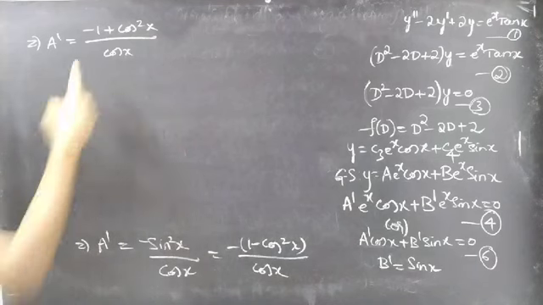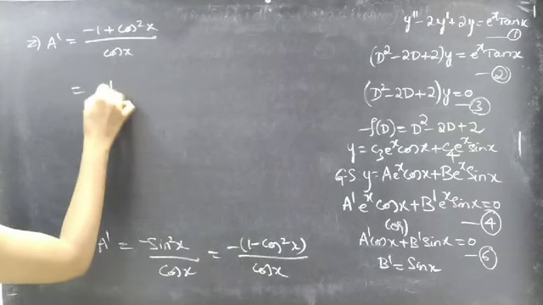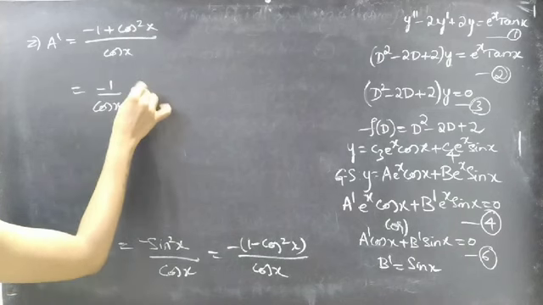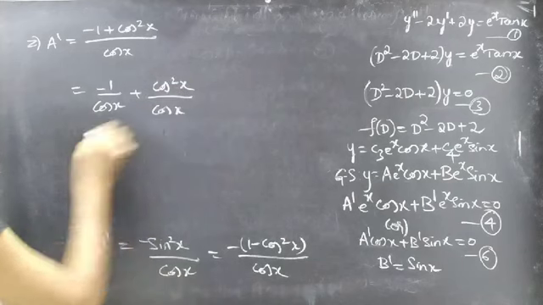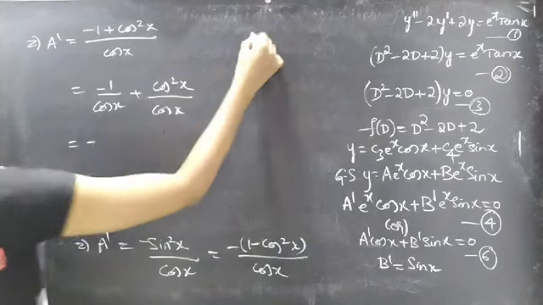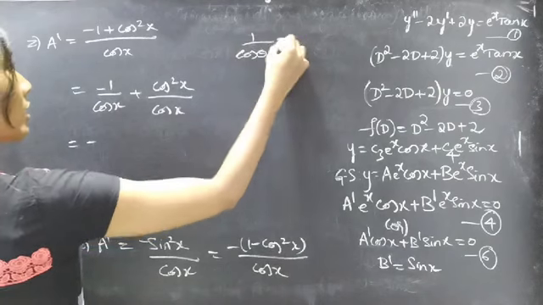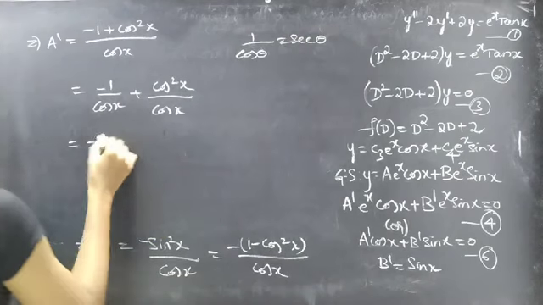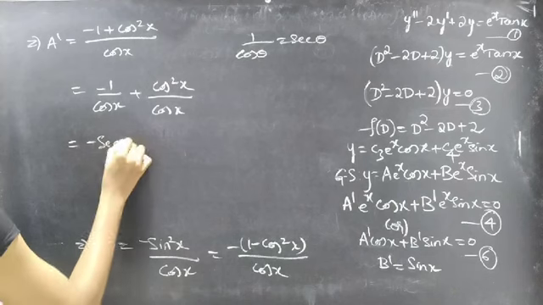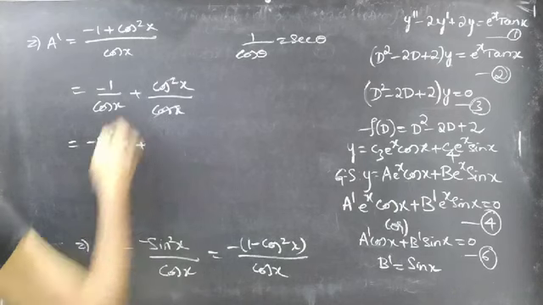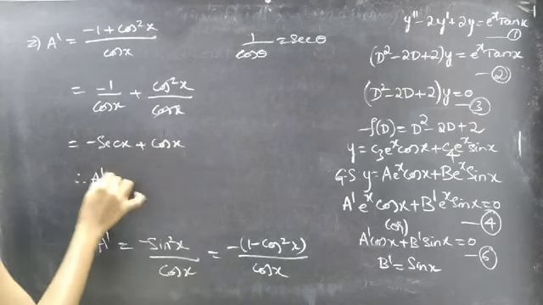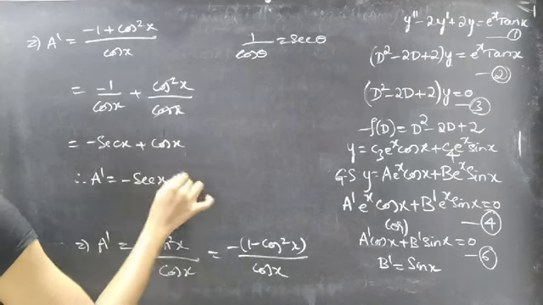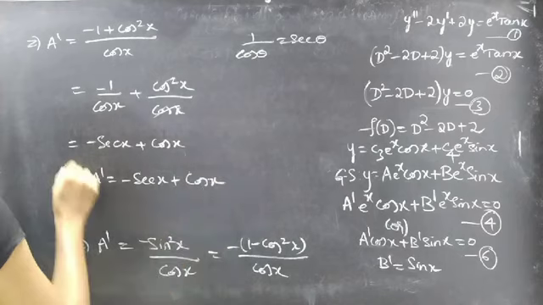If you observe, we have two terms in the numerator and one term in the denominator. So we can split the fraction into two fractions: minus 1 by cos x plus cos square x by cos x. The reciprocal of cos theta is secant theta, so we get minus secant x, plus, cancelling one cos x, plus cos x. Therefore, A dash equals minus secant x plus cos x.